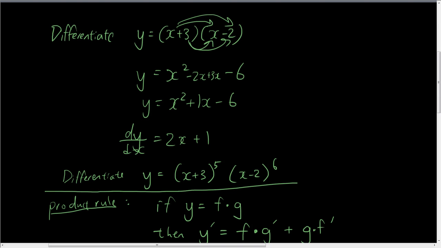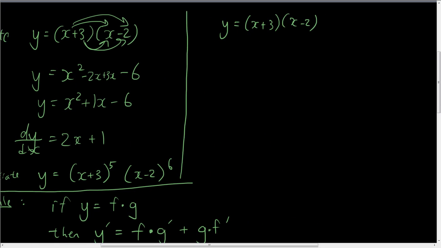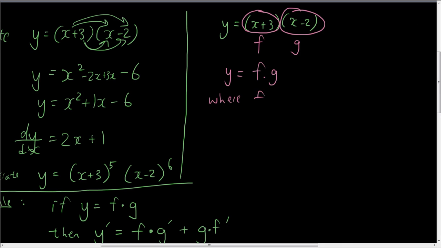So let's try using this example. y equals (x plus 3)(x minus 2), and let's call this first bracket f, and let's call this second one g. So you can say y equals f times g, where f equals x plus 3 and g is equal to x minus 2.